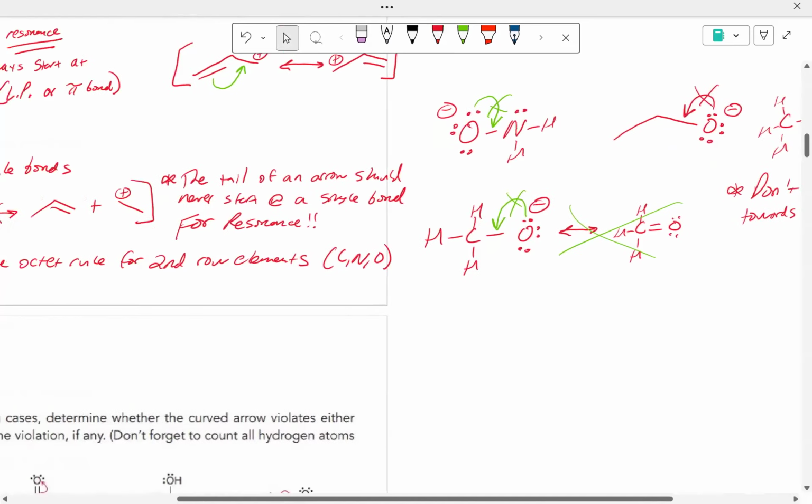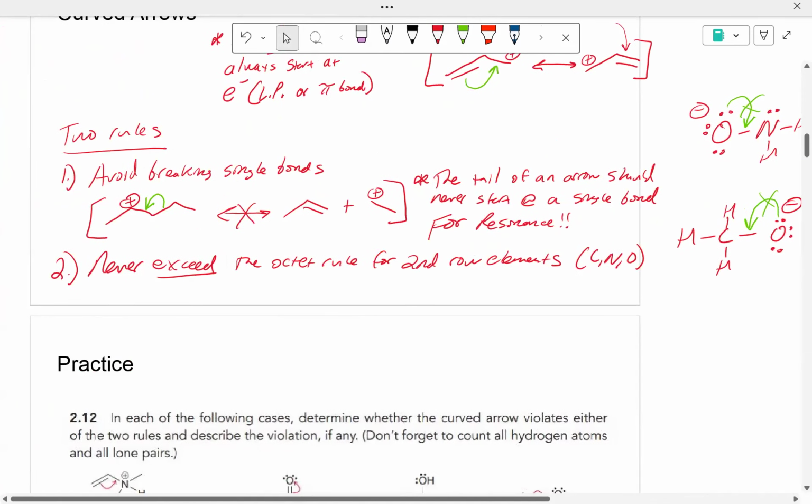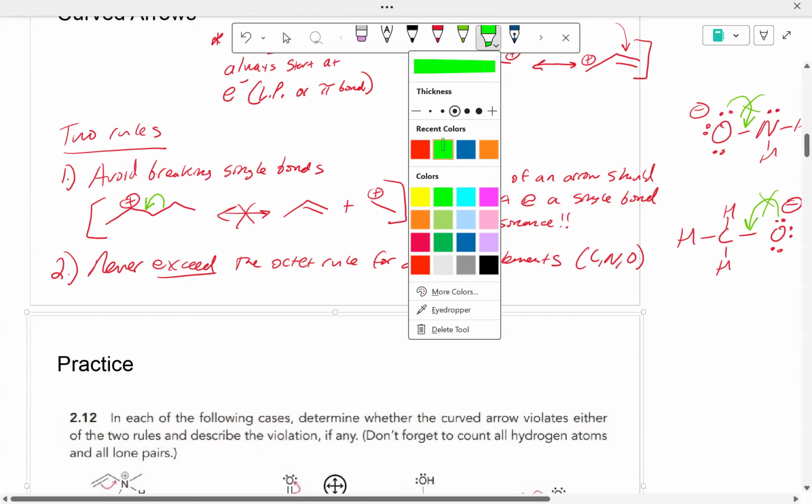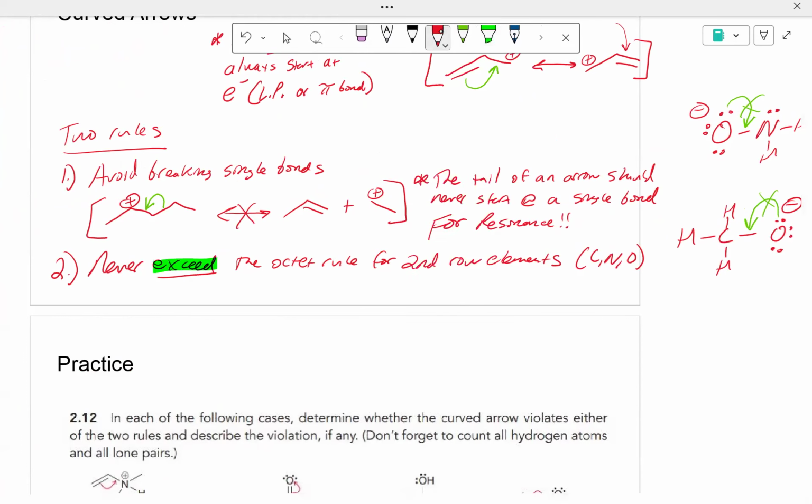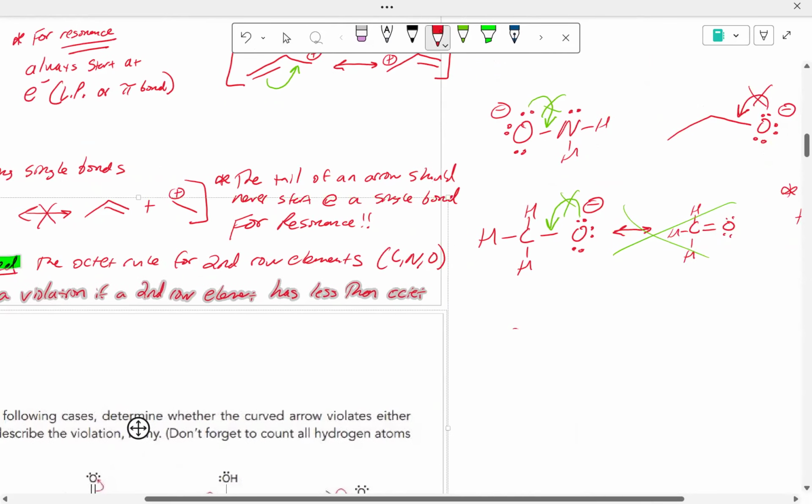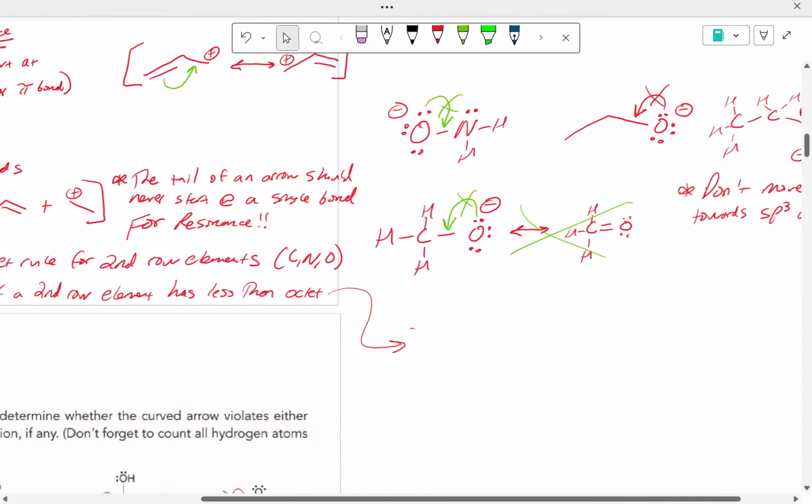Now, as a side note, notice here, I underlined this word and I'll highlight it. Never exceed the octet rule, meaning more than 8. It's not a violation if a second row element has less than an octet. Let me show you an example of this down here.